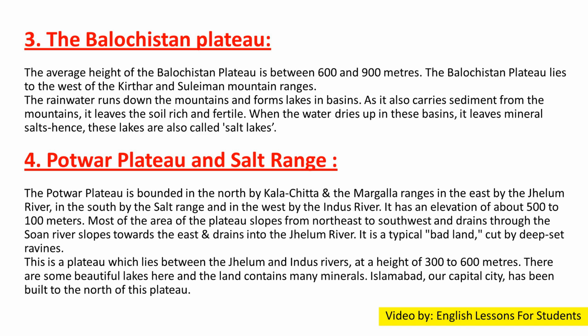The Potohar Plateau is bounded in the north by the Kalachitta and the Margalla Ranges, in the east by the Jhelum River, in the south by the Salt Range, and in the west by the Indus River. It has an elevation of about 500 to 1000 meters. Most of the area of the plateau slopes from northeast to southwest and drains through the Soan River, while some slopes towards the east and drains into the Jhelum River. It is a typical badland cut by deep-set ravines.